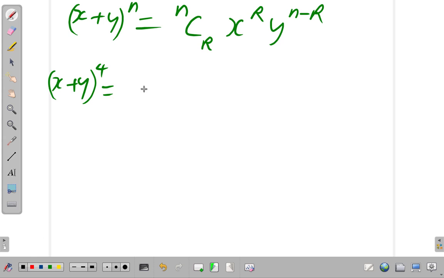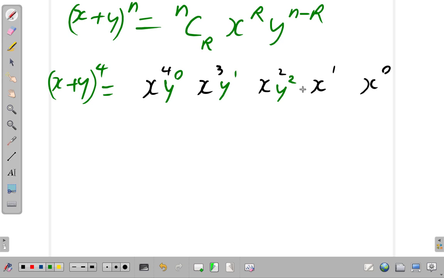So here now, the values, the x's and the powers, you have x to the fourth, so then we have x to the 3, x to the 2, x to the 1, x to the 0. For the y's, we have y to the 0, y to the 1, y to the 2, y to the 3, y to the 4th. We'll be adding them. So we're plussing here.